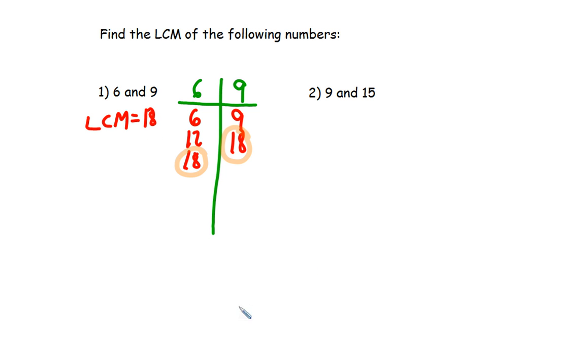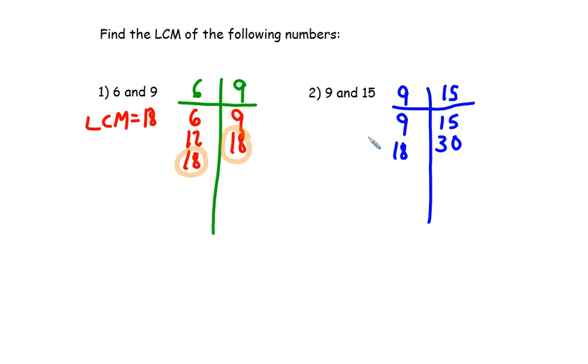Now let's take a look at the second example. Let me switch my colors here. I'm going to do the same thing. I'm going to have a race between the 9 and the 15. So I'll create a T-chart, and I'll start, you guessed it, with the 9 because it is smaller. The first multiple of 9 is 9, like we did over here. The second multiple of 9 is 18. So now I've got to jump to the 15. The first multiple of 15 is 15. 15 times 2 gives me 30.